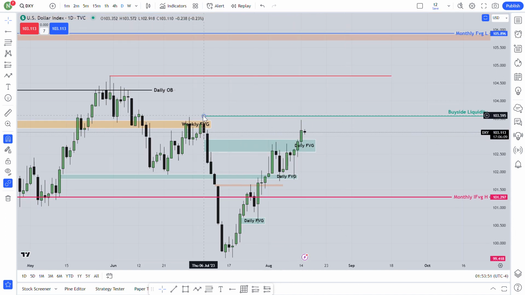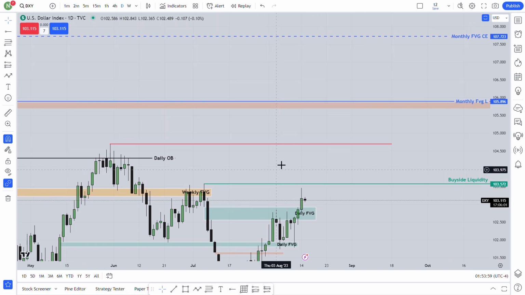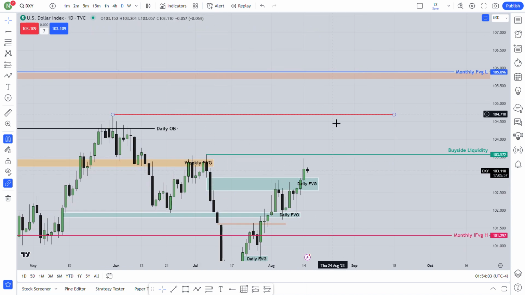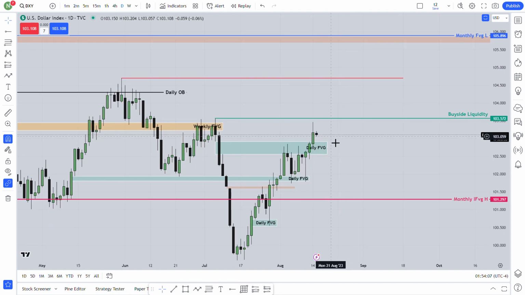So this buy side liquidity is my first target. If it goes through this, then this is my second target, and the monthly fair value gap is my third target. But it's long term planning, and right now I'm very curious about this buy side liquidity. So I think it will come to the top of this daily fair value gap, then go and take the buy side liquidity, at least this one.